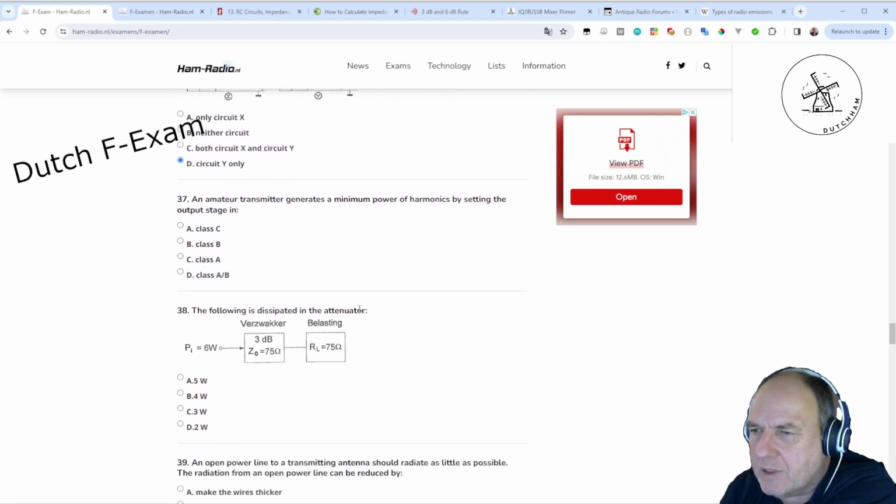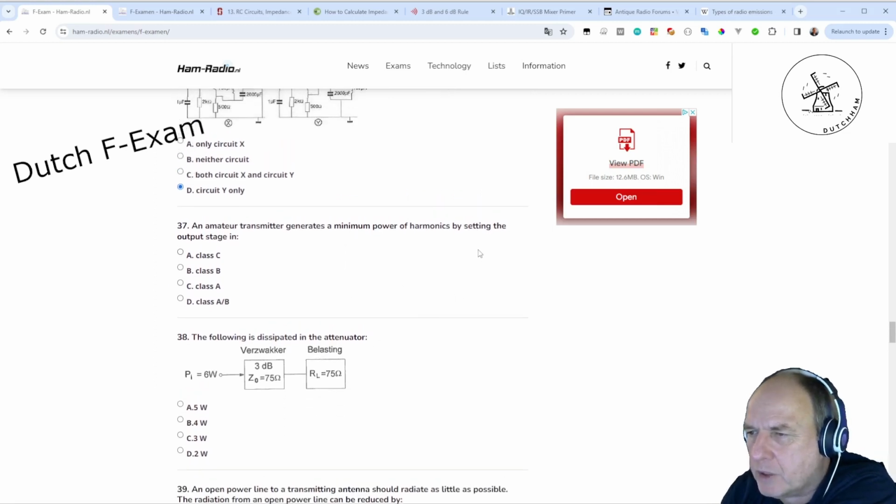An amateur transmitter generates minimum power of harmonics by setting the output state in. No. Class A would be the best. Most of the times it will be AB, but that's more or less. So the best one is Class A. Most times it will be AB because that's kind of the most efficient.